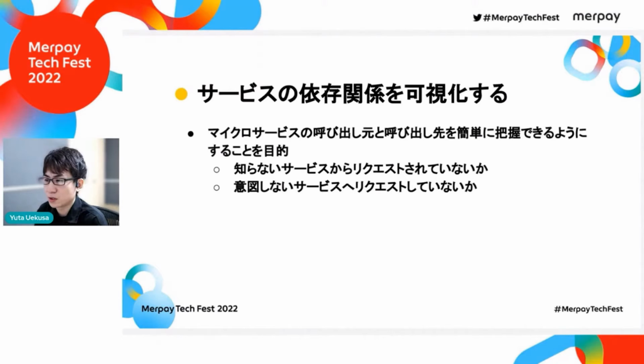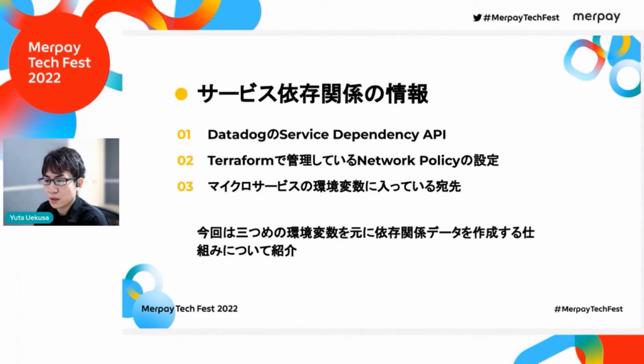The service dependencies are graphed based on 3 different sets of data. The first is the Datadog Service Dependency API. Second is the network policy settings managed by the microservice Terraform repository. The third is the value set in the microservice environment variable. We believe that the third data is most reliable, as almost all Merpay microservices set the destination of the request in the environment variable. So today we will show you how to create a dependency graph based on the third, the environment variable.